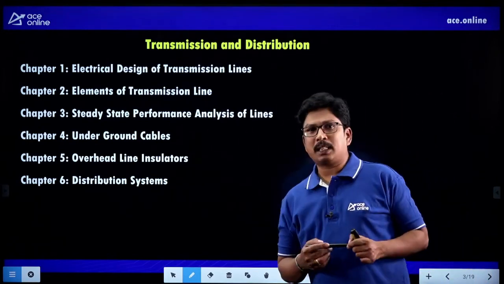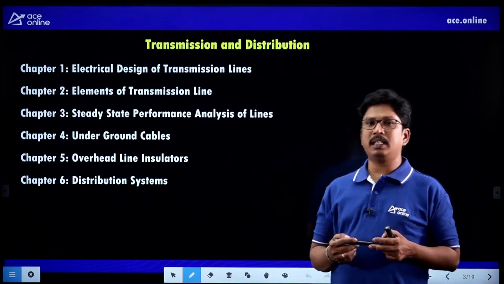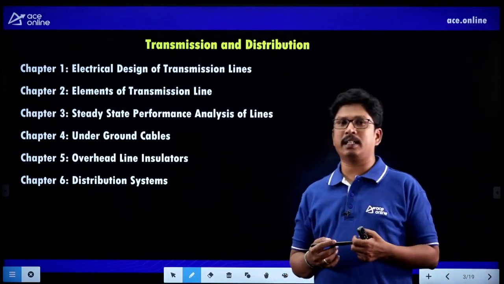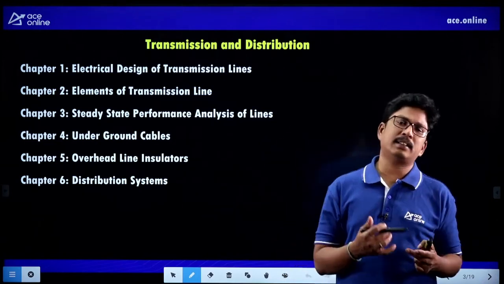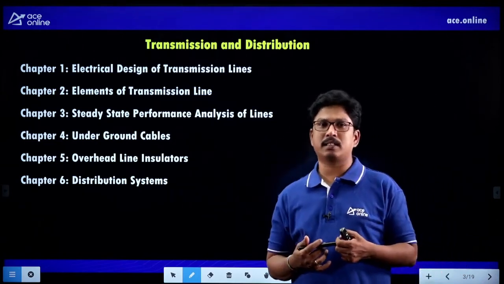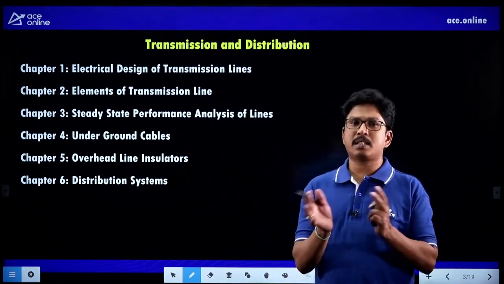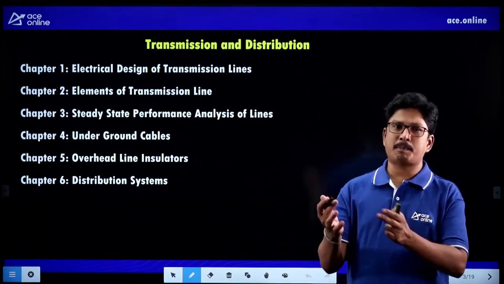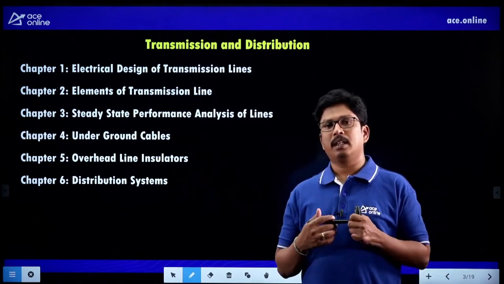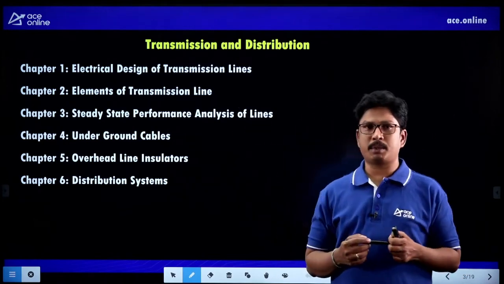And in chapter 2, the elements of the transmission line. So we have to see a basic thing of the chapter. So we can see the resistance calculation and inductance calculation and capacitance calculations of the transmission line. Just we have to see what are the formulas and what are the importance of inductance, capacitance of the transmission line. Right? So that you have to see in chapter 2.